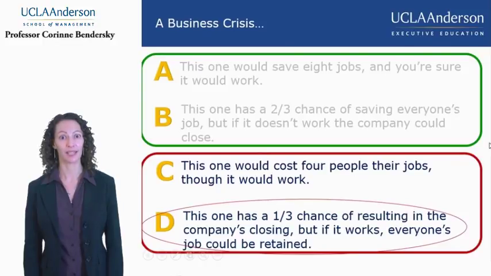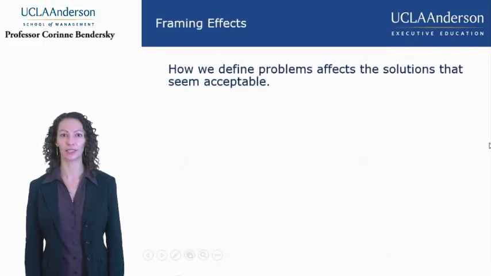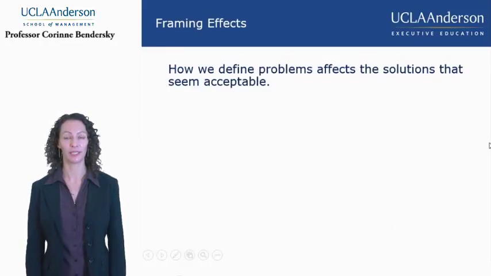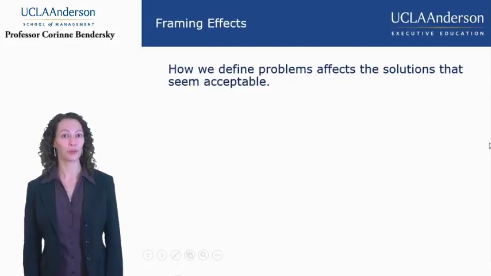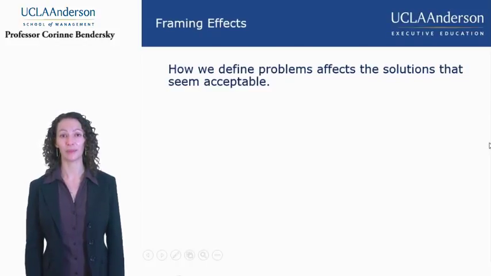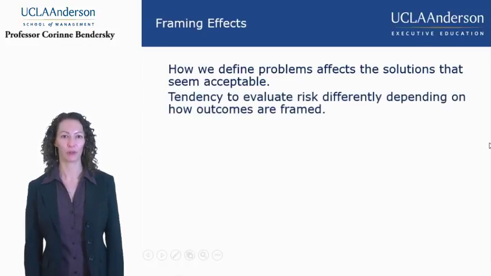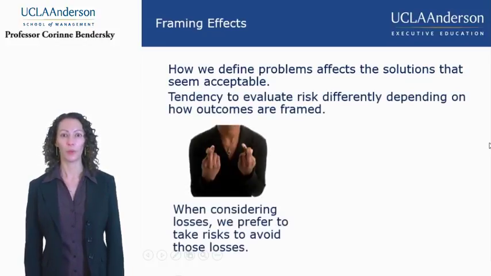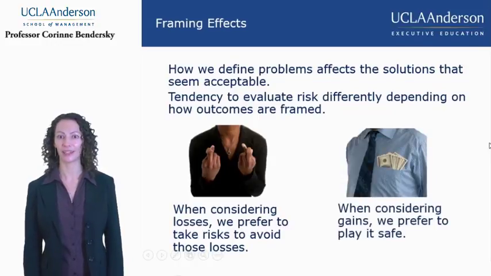So what does this mean? The insight from this research was really powerful because it helped us understand that the way that we define a problem affects the solutions that seem acceptable. In particular, whether we think about a problem in terms of gains to be realized or losses to be avoided changes our tolerance for risk. When we're considering losses, we prefer to take risky outcomes to avoid those losses. We're much more risk tolerant. But when we consider gains, we prefer to play it safe and are much more risk averse.